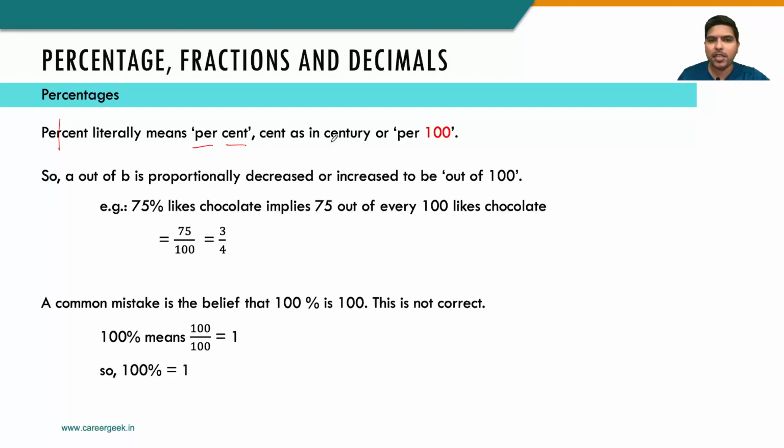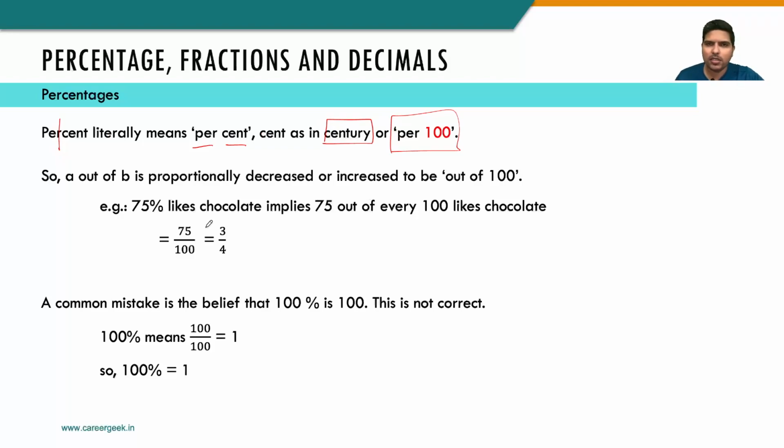Per cent means century, not cent and dollars. Century, per cent, per hundred. So percent is always calculated with respect to 100. So when we say 80%, it means 80 out of 100 times, okay? So A out of B is proportionally decreased or increased to be out of 100.